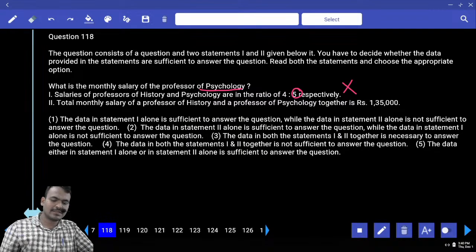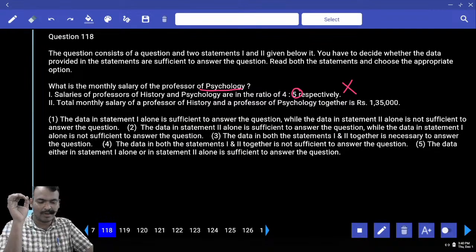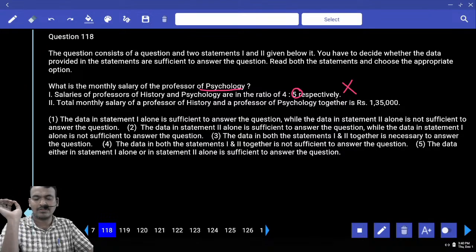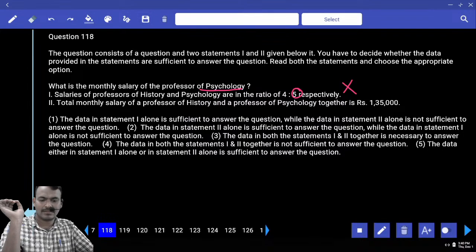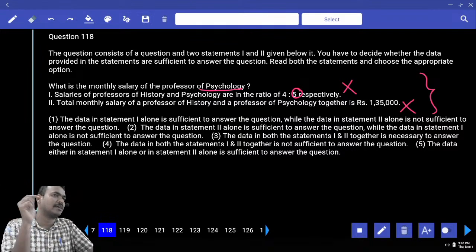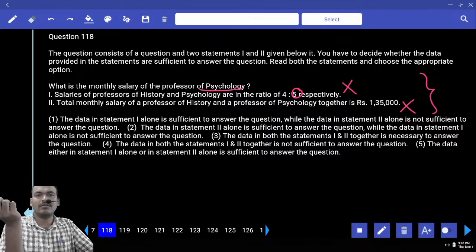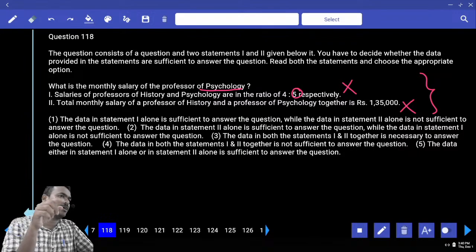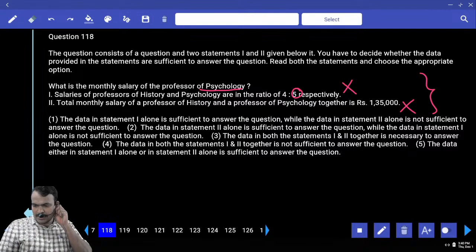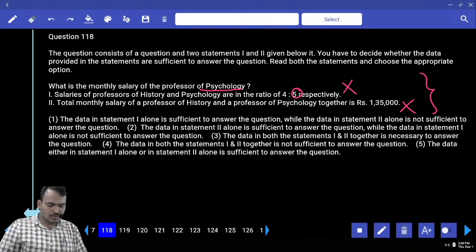Not sufficient. Now the second one: total monthly salary of a professor of history and a professor of psychology together is how much? 1,35,000. Only 2 alone, not sufficient. By using both the statements, yes or not? Because in the first statement the ratio is given, in the second statement the sum is given, or not? By using both the statements we get the one part value or not? Okay. Next, answer: both 1 and 2 or only 1? Both 1 and 2.